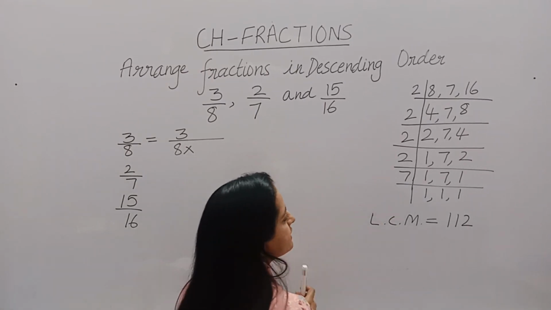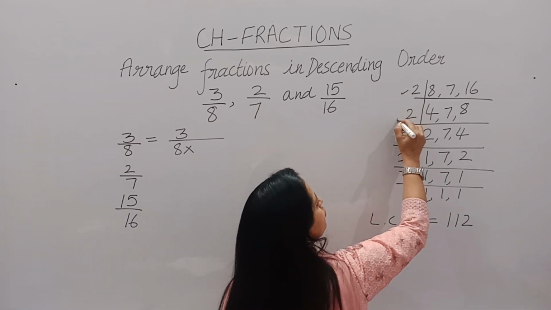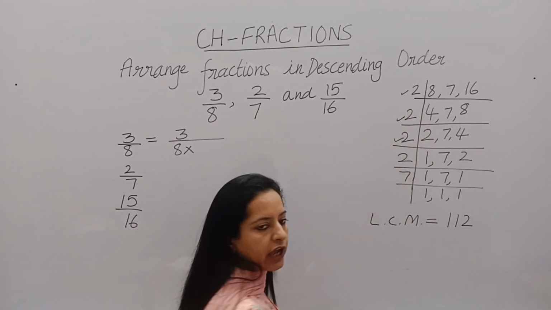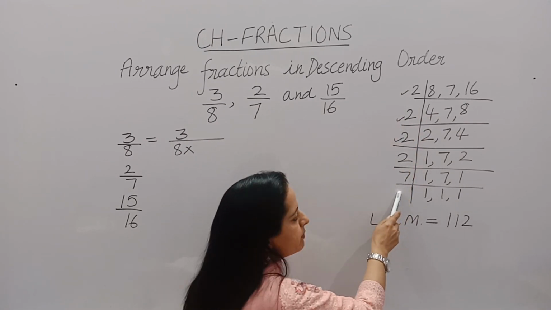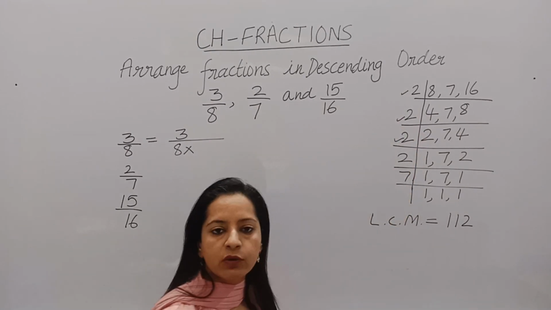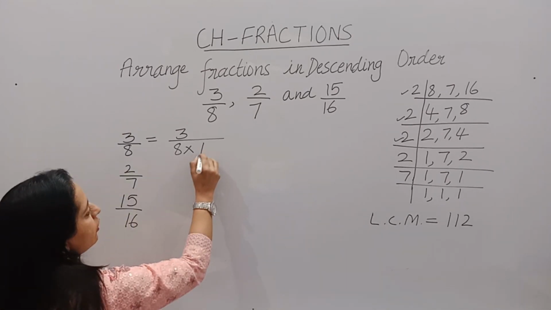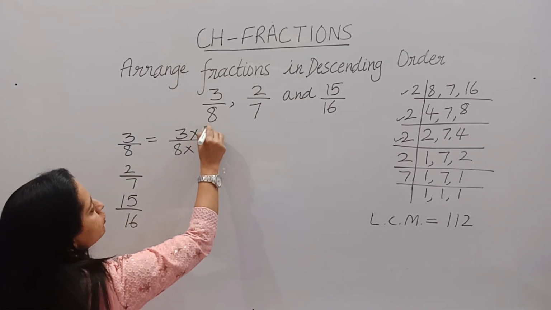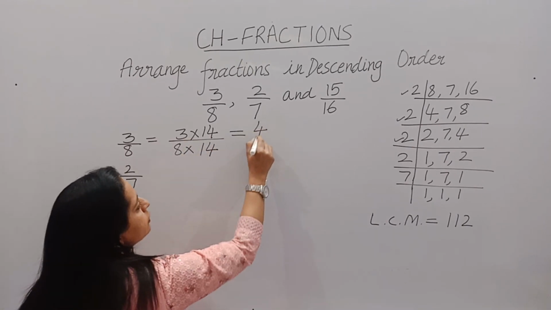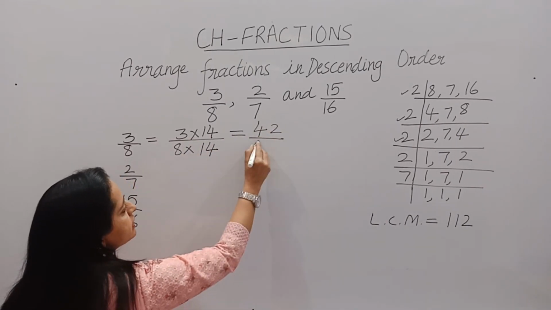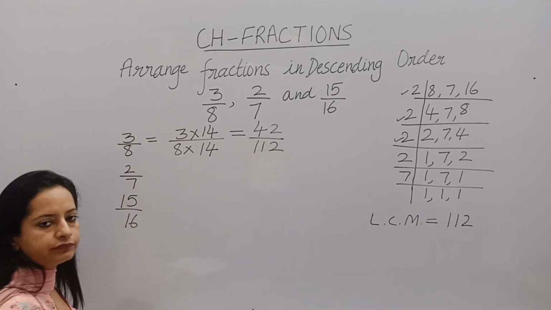Now look here at the LCM. 2, 2 4s are 4, 4 to the 8. I have taken these numbers. The remaining numbers we will multiply: 2 into 7 is 14. So we will multiply the denominator by 14, and we multiply the numerator also by 14. Now 14 into 3 is 42, and 14 into 8 is 112.